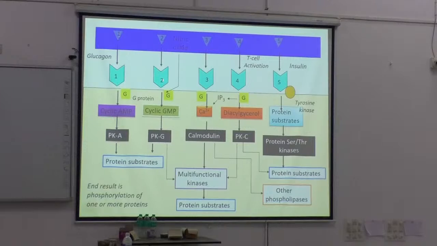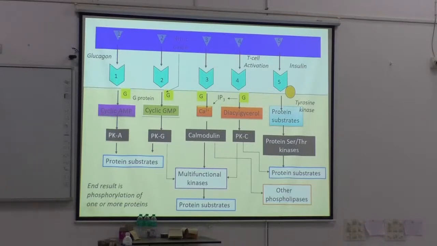Nitric oxide, number 2, acts through cyclic GMP. So it increases the concentration of cyclic GMP inside the cell. It works through PKG, means protein kinase G. PKG will phosphorylate certain effector molecules.